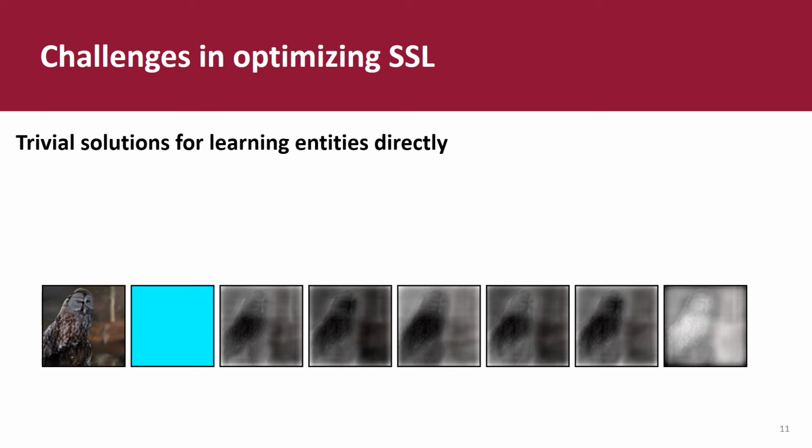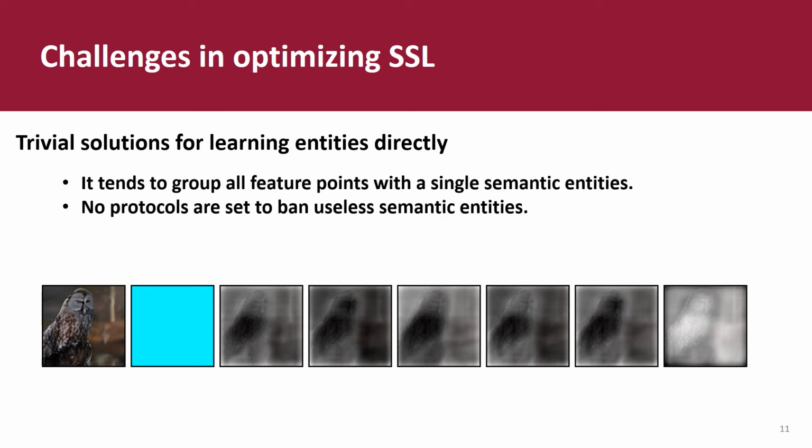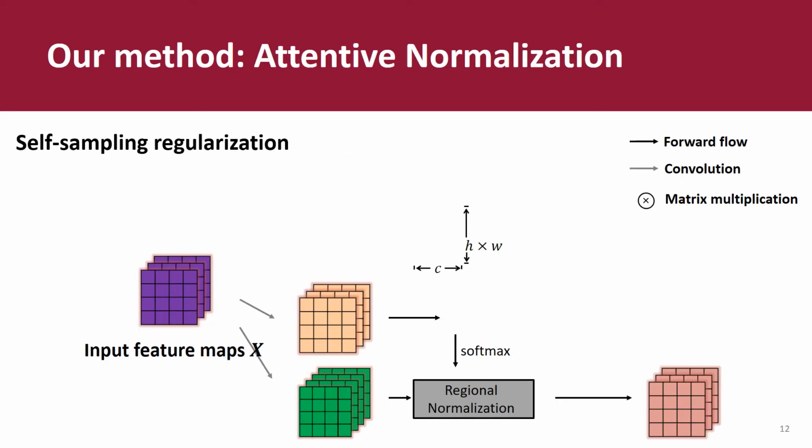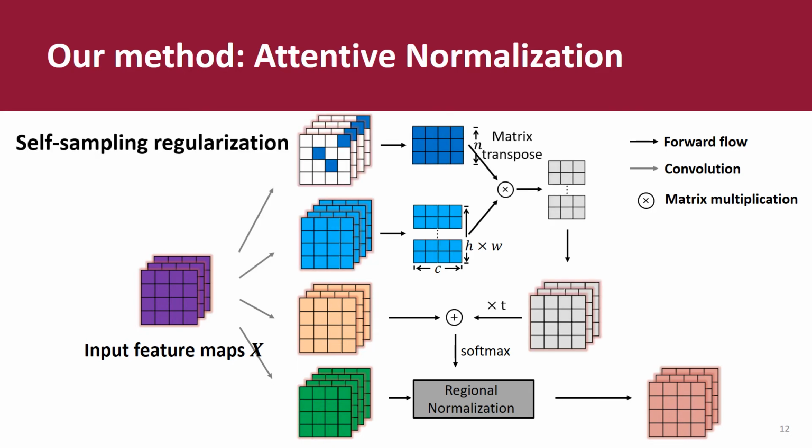However, this component alone does not lead to reasonable training, since it tends to group all feature points with a single semantic entity. Besides, we have no protocol to ban useless semantic entities. From this perspective, we introduce a self-sampling branch providing a reasonable initial semantic layout estimate. It can prevent the trivial solution.